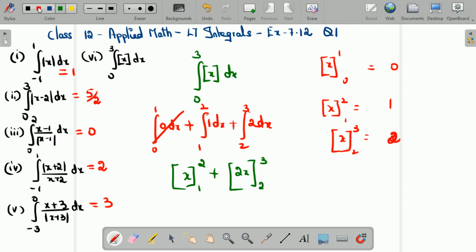So let's apply the limits in the first case. So this is going to be 2 for the upper limit minus 1 for the lower limit. Plus in this case, when you apply the upper limit, it's 3 into 2 is 6, minus when you apply the lower limit, it is 2 into 2 is 4. So if you see, 2 minus 1 is 1, 1 plus 6 minus 4, which is equal to 3. So the value of the final integration here is 3.